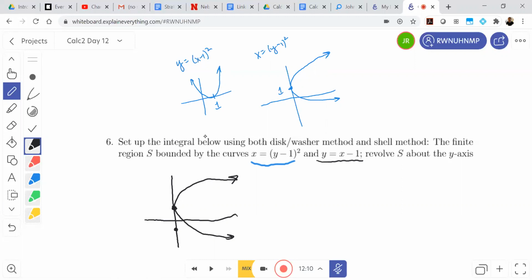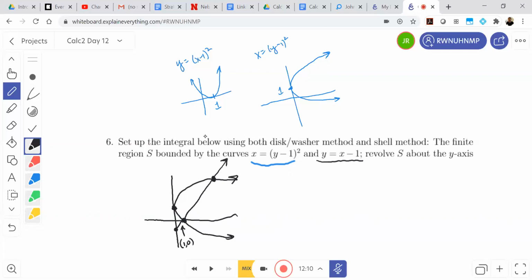And notice, this will intersect our sideways parabola. First of all, it'll intersect it at this point right here, the point 1, 0. And then it keeps going, and it intersects it up here. We've got to figure out what that point is. So this point is the point 1, 0.